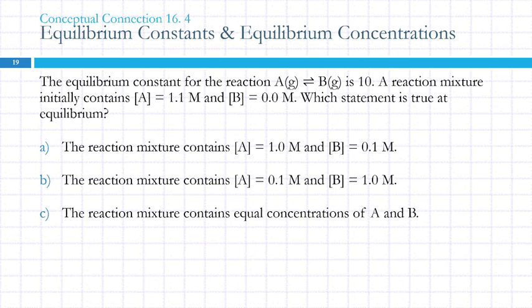So here we're told, for again this simple equilibrium, that the constant is 10. And initially, the reactant is 1.1 molar and there's no product. So at equilibrium, which of these statements is true? Well, let's just think about this. An equilibrium constant of 10, that's relatively close to 1, right? So we're not going to have extreme numbers. But is that bigger or smaller than 1? It's bigger, right? And that means we expect products, right?